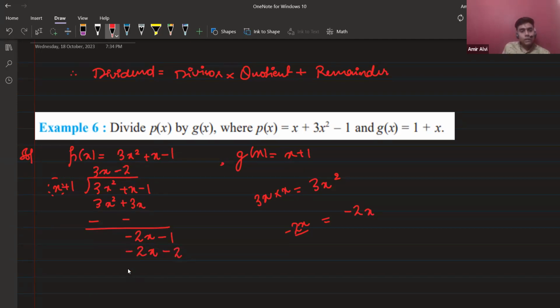Now, sir, the sign will change. Yeah, the sign will change, because minus will become plus. Everybody, plus. Again minus will become plus. Simrat and Abdul, is that clear to you? Yes, sir. Any doubt in this? No. So this will become 0. Minus 2x plus 2x is 0. Minus 1 plus 2.